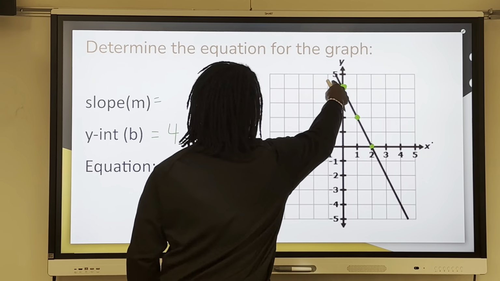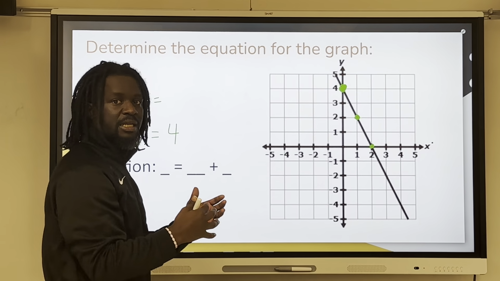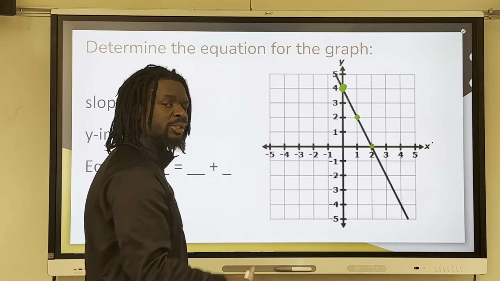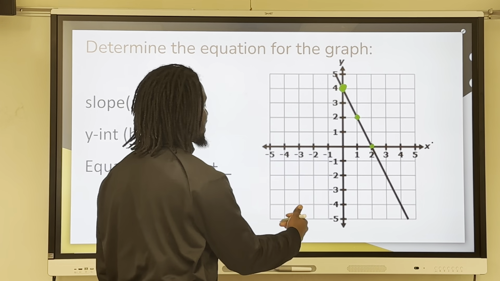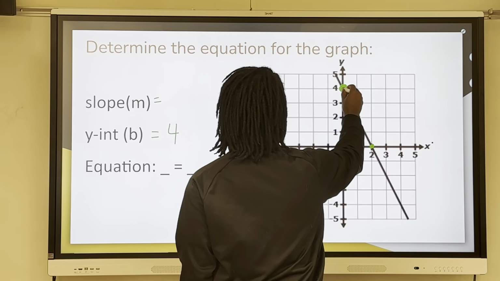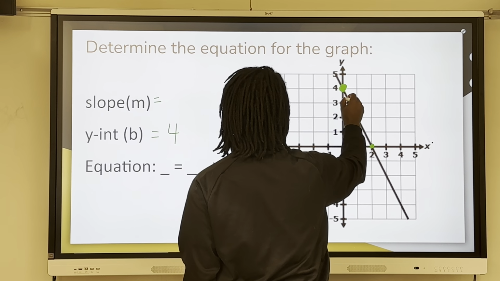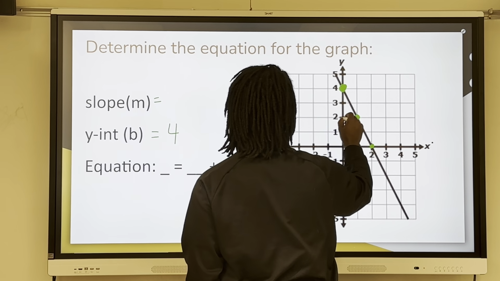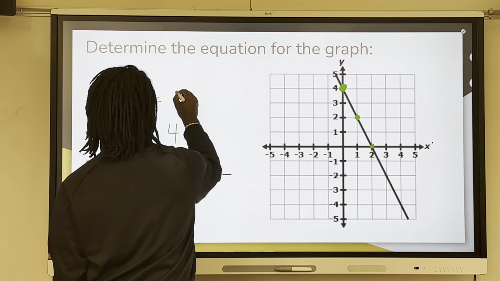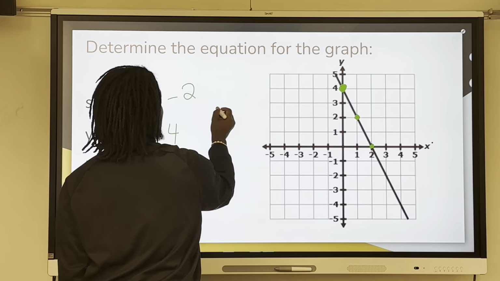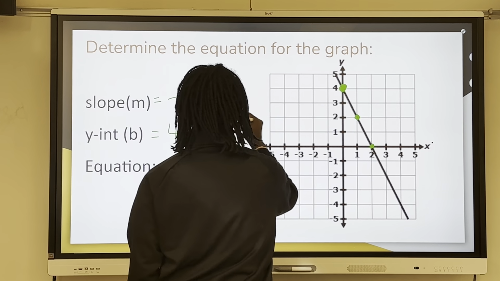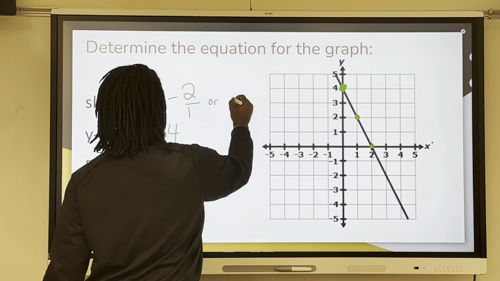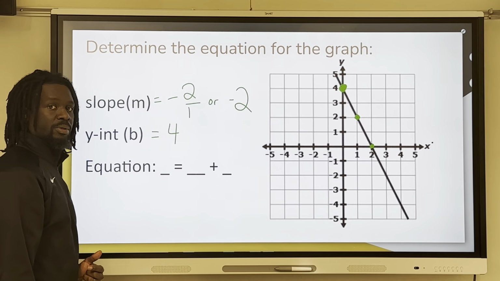If you use a point further away, you might just end up having to reduce your slope. But it really doesn't matter. You're still going to end up with the correct answer. You just may have to reduce it. So I'm here and I go down 2. So down 1, down 2, and then over 1. So because I had to go down, that's a -2. And then I went down 2 over 1. So that's -2 over 1, or it's just -2 as the slope.